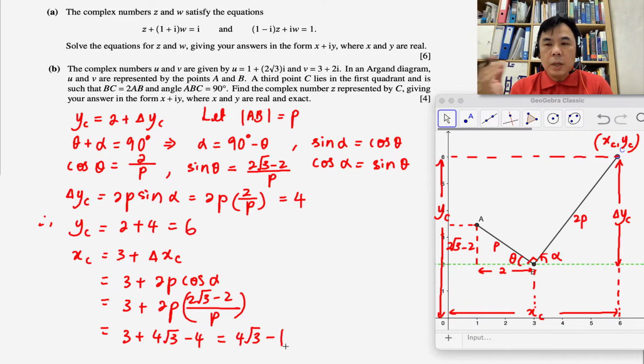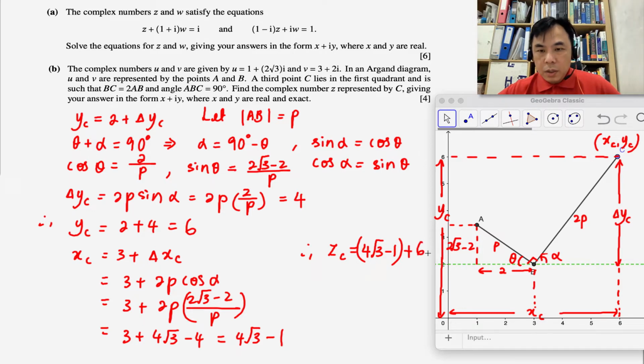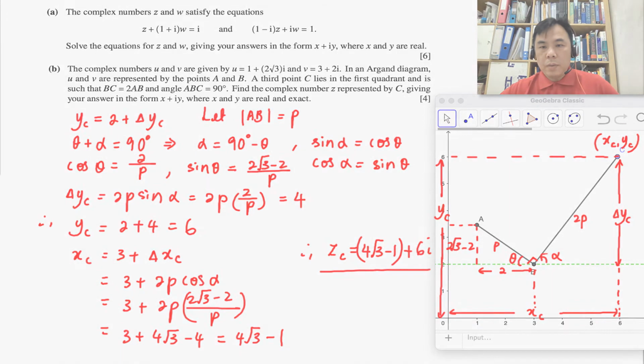But we need to write this coordinate for C in a complex form. Then we can conclude that the complex number Z that represents this coordinate here is given by, all right, now the X, which is 4 sec 3 minus 1, plus the Y, which is 6i here. And then there you have it.